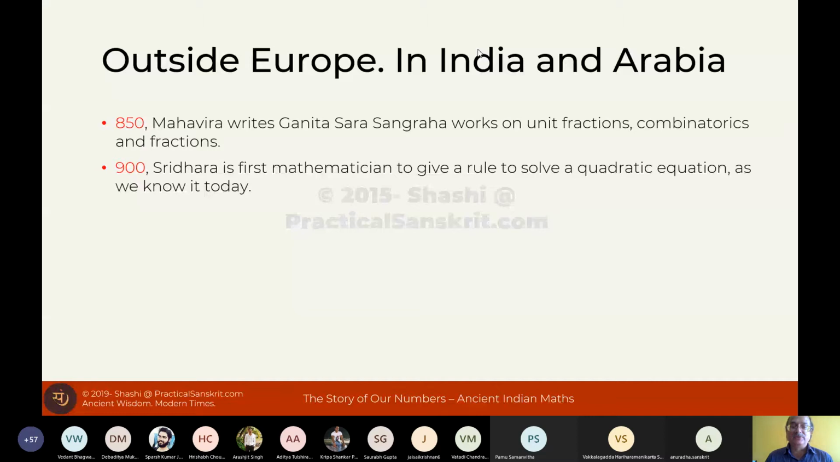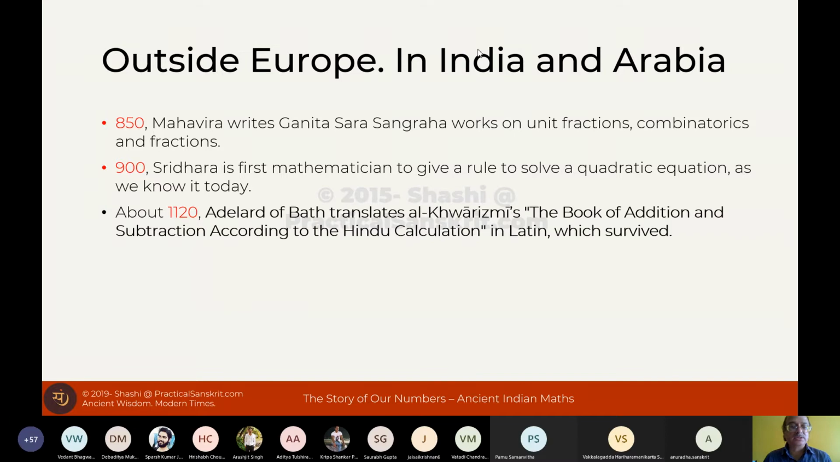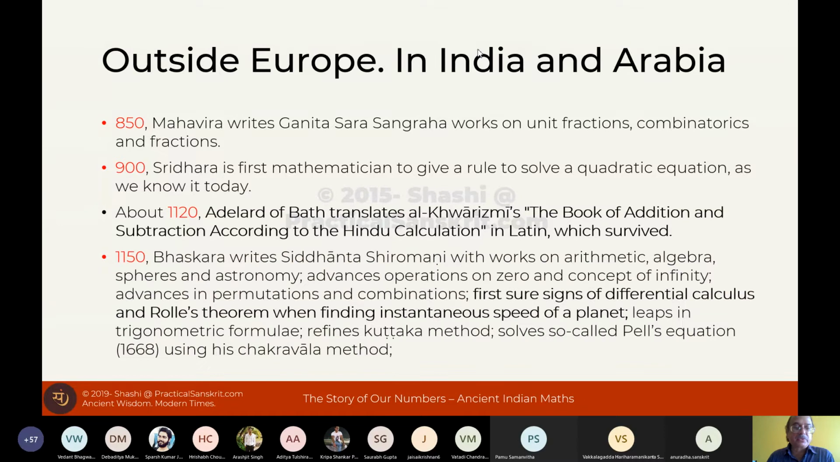900 CE, Sridhar is the first mathematician to give the rules to solve a quadratic equation as we know it today. 1120, Adelard of Bath translates Al-Khwarizmi's book into Latin, which has survived. So this is the introduction of Indian maths to Europe via the Arab world.